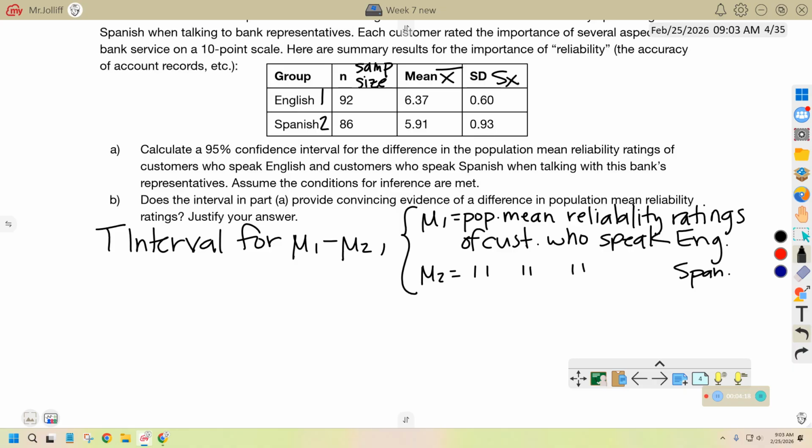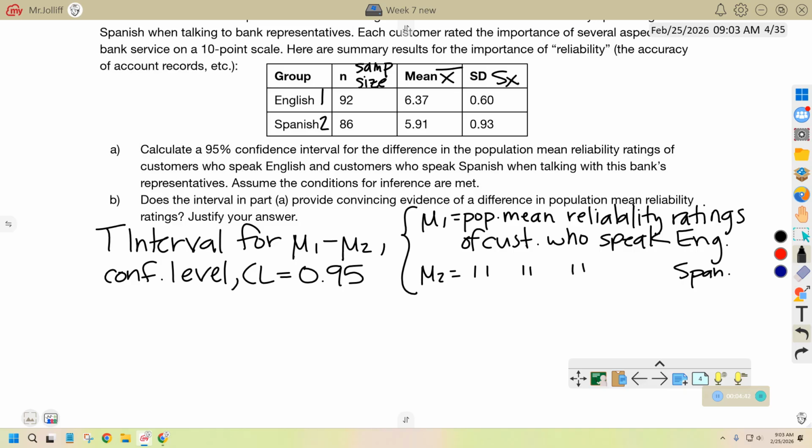Confidence level. Yeah, I do need a confidence level. So for my T interval, I'm going to use a confidence level, CL equals 0.95. And I'm going to find my critical value now that I know my confidence level, because that has nothing to do with my sample and everything to do with how certain I want to be.